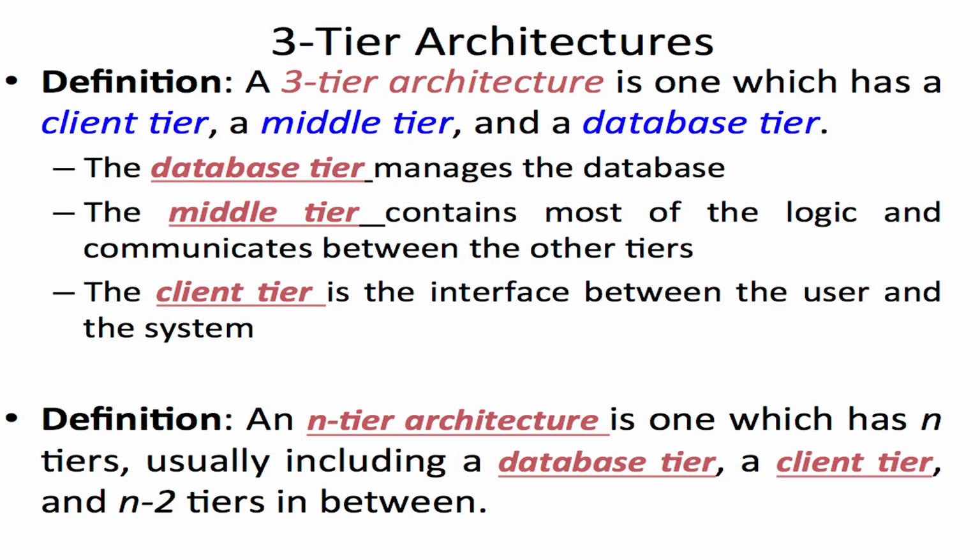So this is the middle tier. The middle tier contains most of the logic and communicates between the other tiers. The third one is the client tier, which is the interface between the user and the system. Client tier is the interface between user and system.